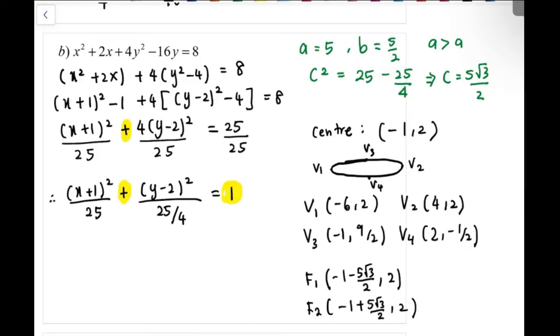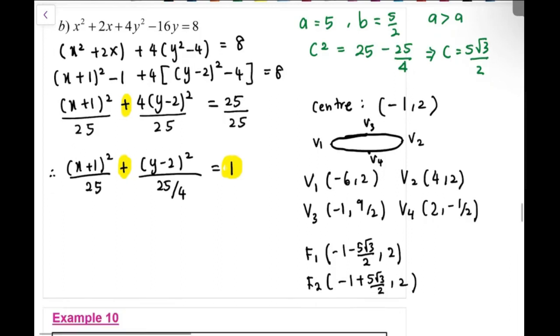A bit tedious as it involves fractions, but if you understand the concept, which one is A, which one is B, which is C, the distance, where to get the vertices, which are V1, V2, V3, V4, F1, F2, you will not be confused anymore, you should be okay.